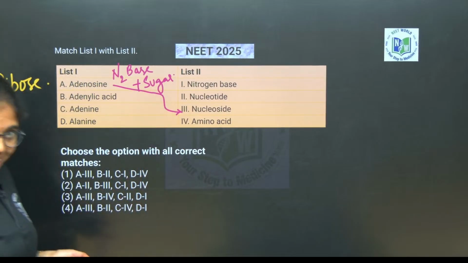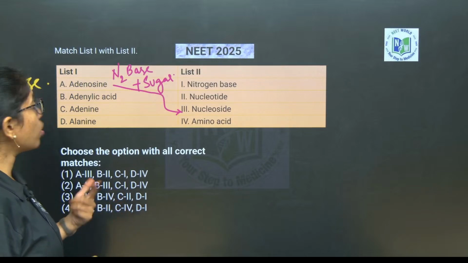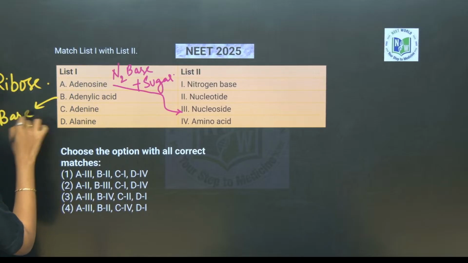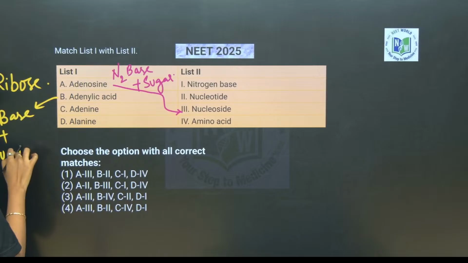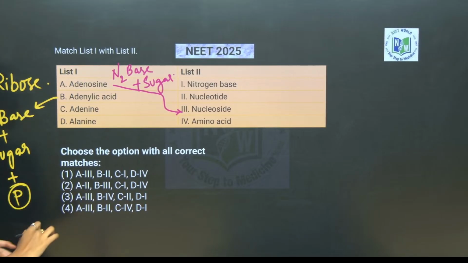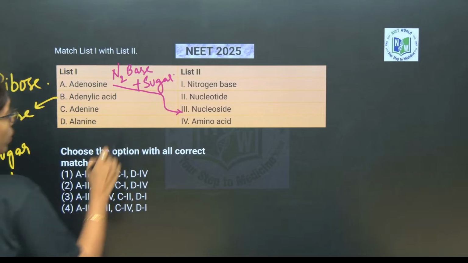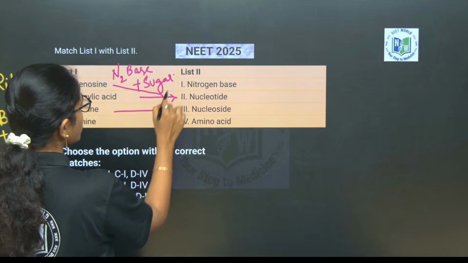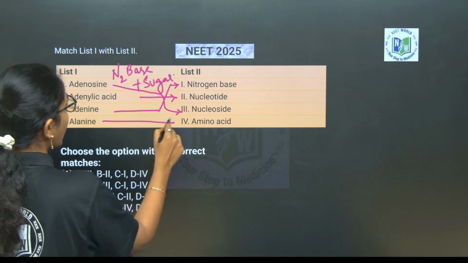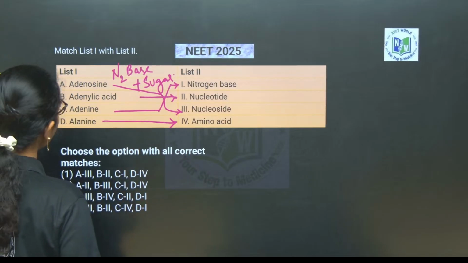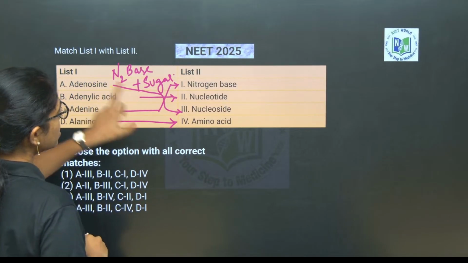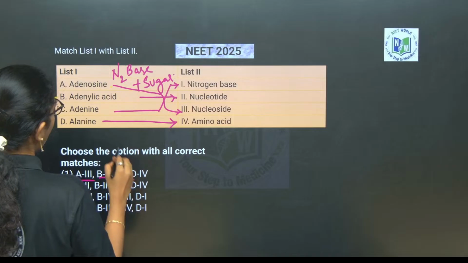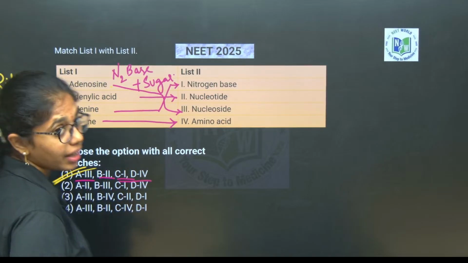Next, adenylic acid. Adenylic acid is what? A nucleotide, which is nitrogen base plus sugar plus phosphate group, which is option 2. Adenine is a nitrogen base, which is option 1. Alanine is an amino acid, which is 4. So here, the right options are A is 3, B is 2, C is 1 and D is 4. Option A will be your right answer.